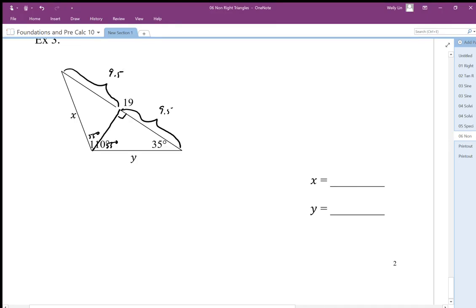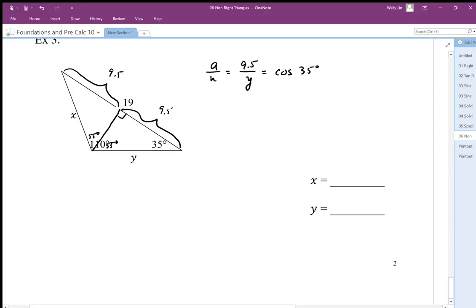So once we have that, we can solve these triangles. In fact, these triangles are exactly the same. So x is equal to y. So I'm going to use the 35 degrees, and I'm going to use adjacent side to 35 and hypotenuse. Adjacent over hypotenuse is CAH, or cosine. So adjacent to hypotenuse is going to be 9.5 to y, and that's cosine of 35 degrees.